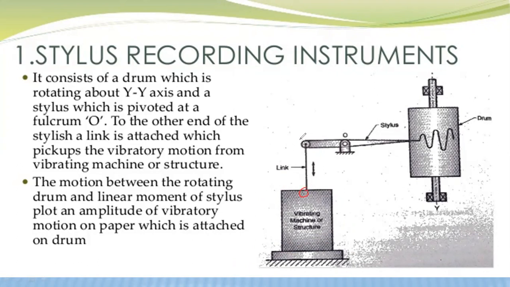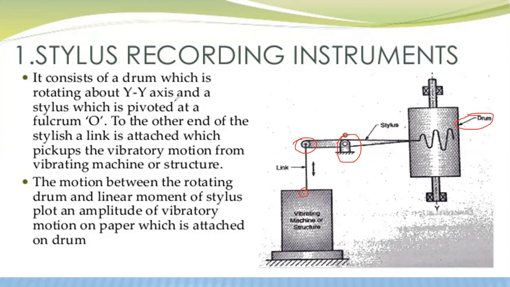One link is connected between the vibrating machine and the stylus. And on that stylus, a fulcrum is connected at the middle of the stylus. The stylus is connected to the rotating drum. These are the different constructional details of the stylus recording instrument.